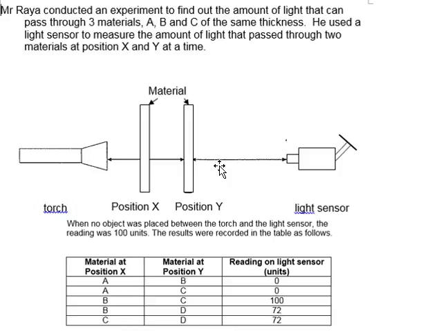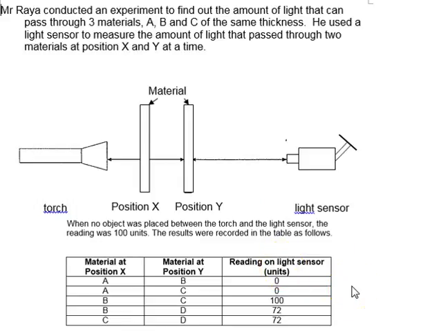When no object was placed between the torchlight and the light sensor, the reading was 100. So there's 100 units of light that passes through. That means the torch itself gives off light, which is 100 units. Remember in our experiment, we measured it using lux, right? But here they do not use the word lux, they just put units. It's basically the same thing.